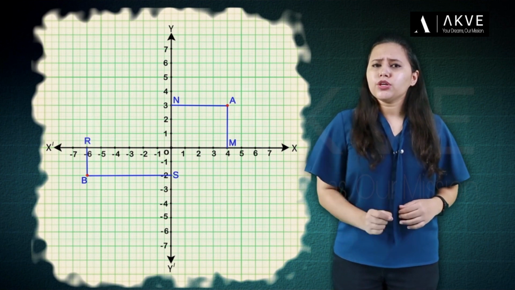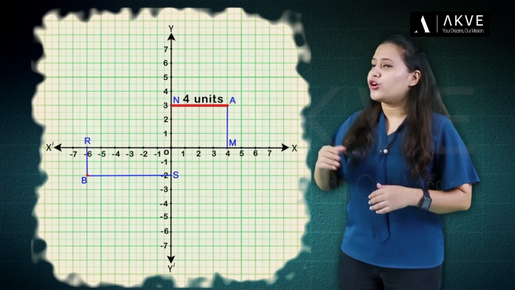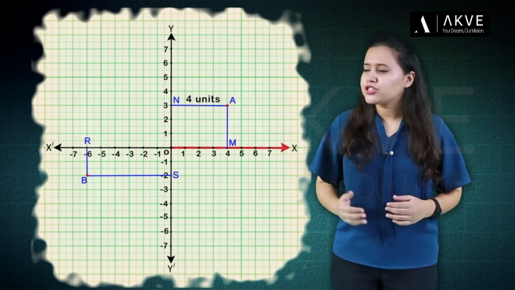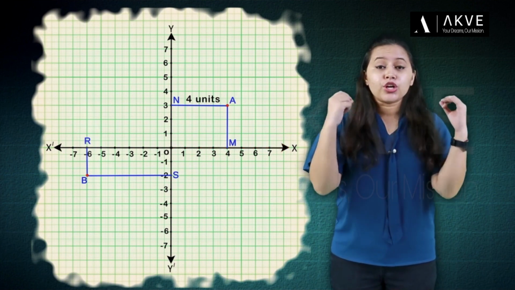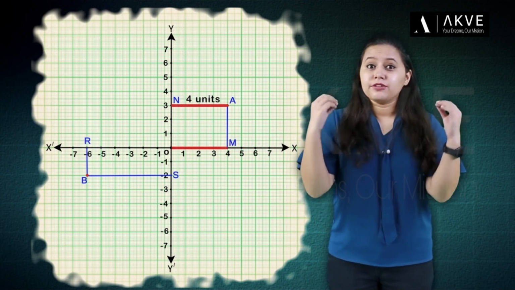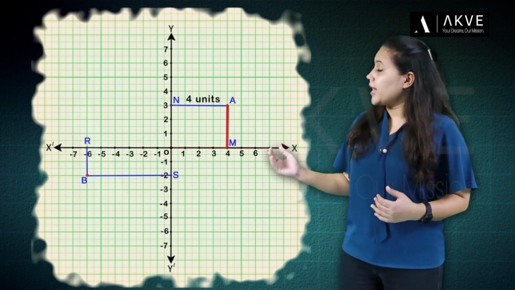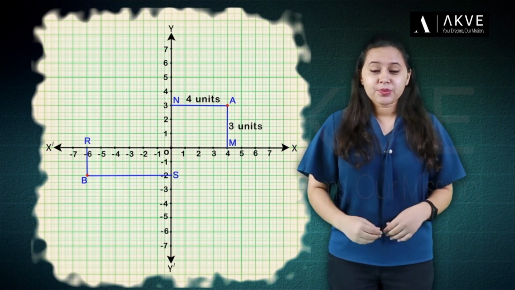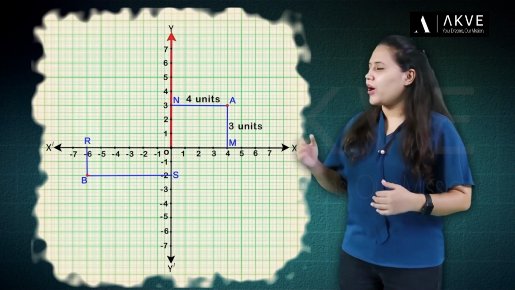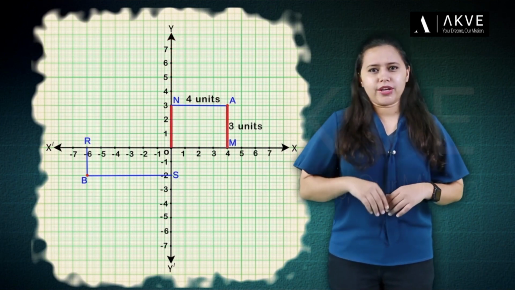Now, the perpendicular distance of the point A from the y-axis is 4 units. This distance is measured along the positive direction of the x-axis. Note that here AN is equal to OM. Further, the perpendicular distance of point A from the x-axis is 3 units. This distance is measured along the positive direction of the y-axis. Here again, AM is equal to ON.